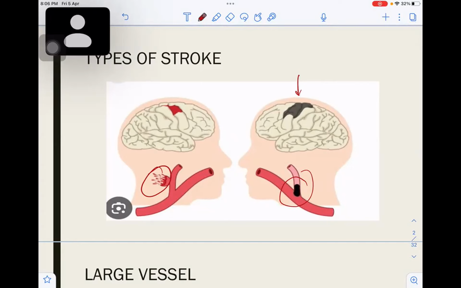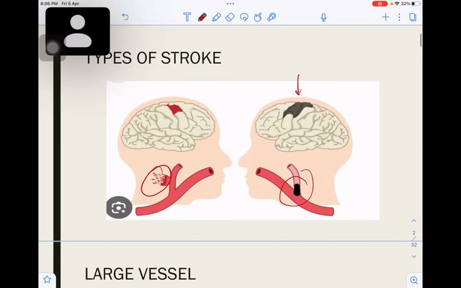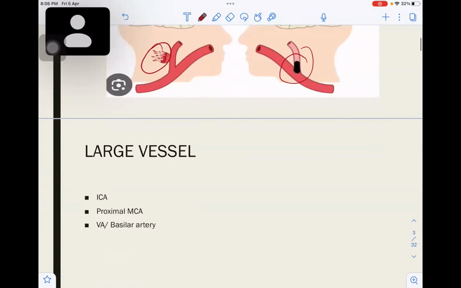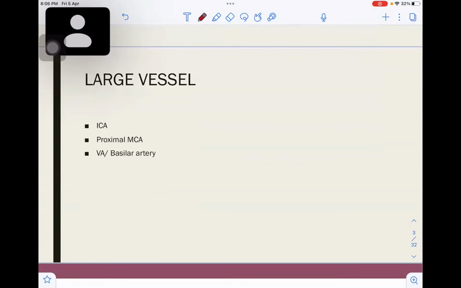First of all, why is it even important to do mechanical thrombectomy? Because we already know that we have thrombolysis, we have alteplase for this, but still we are talking about mechanical thrombectomy. So why is it useful for us? As sir has already told us about the blood circulation of the brain, there are certain vessels called large vessels, like the internal carotid artery, proximal MCA, vertebral artery, and the basilar artery. As the name suggests, these are very large vessels.